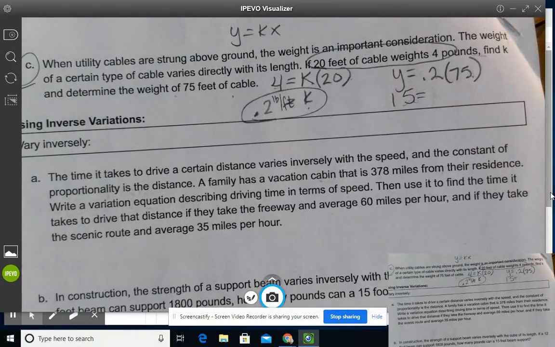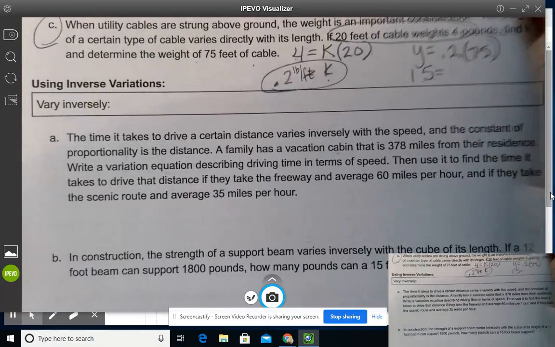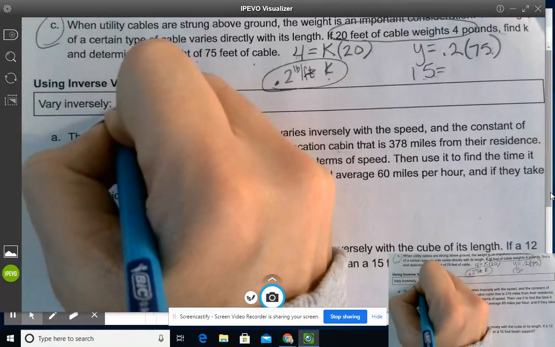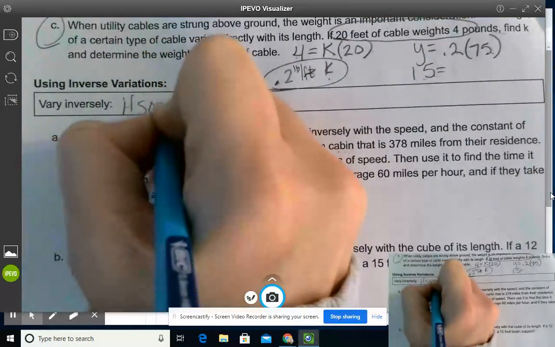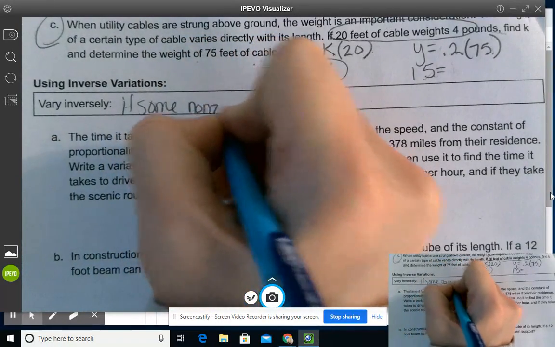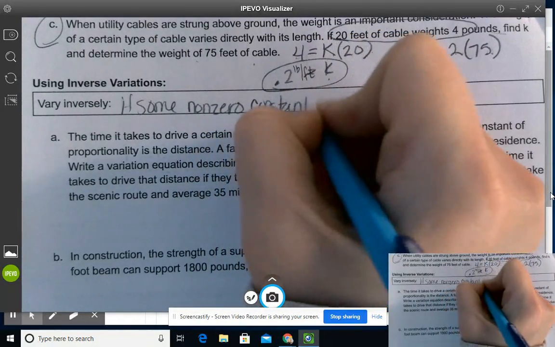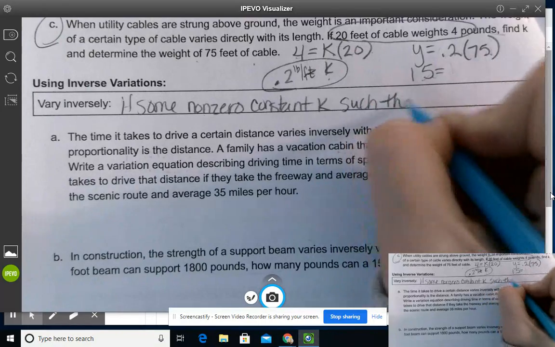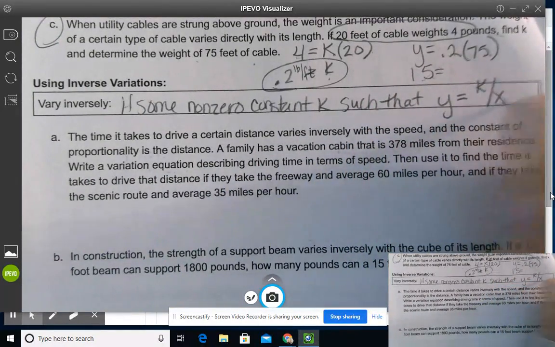Okay, the only other thing that we talk about is varying inversely, which is still kind of using the same equation that we just talked about. So varying inversely: it is said to vary inversely if there is some non-zero constant K, which is what we're figuring, such that we can use the equation y equals K divided by X.